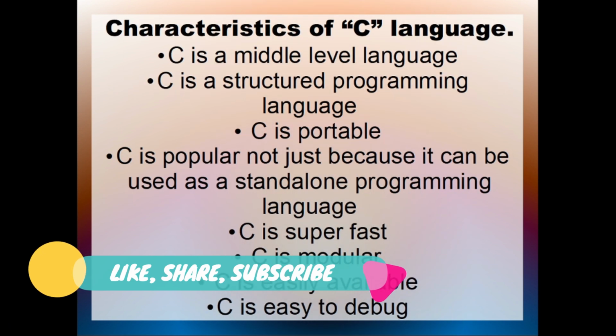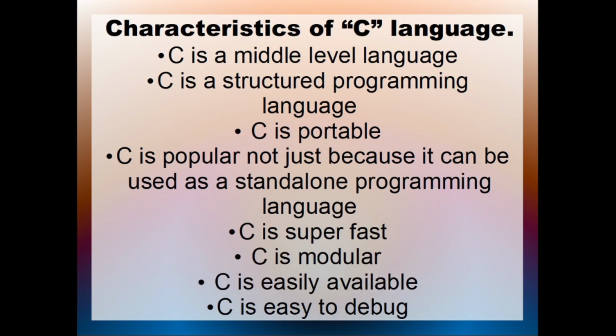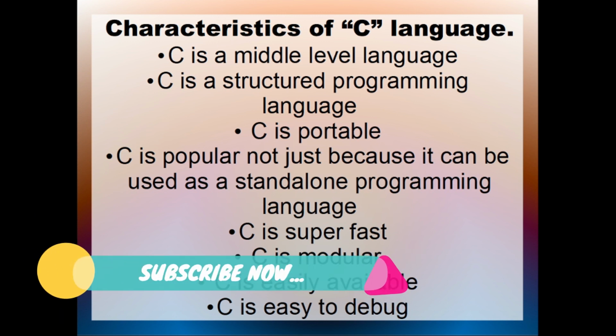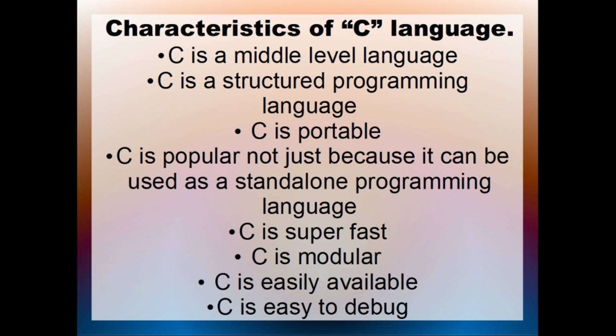Next, let's talk about the characteristics of C language. C has many characteristics. C is a middle level language, which means it combines the features of a high level language with the functionality of an assembly language. C is a structured programming language. It means as a programmer you are required to divide a problem into different functions.